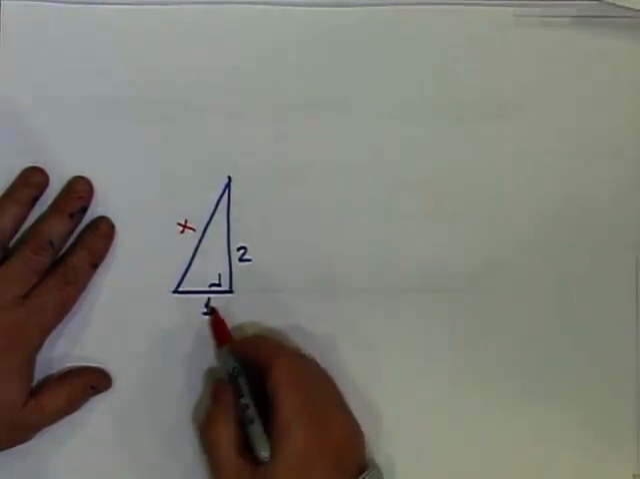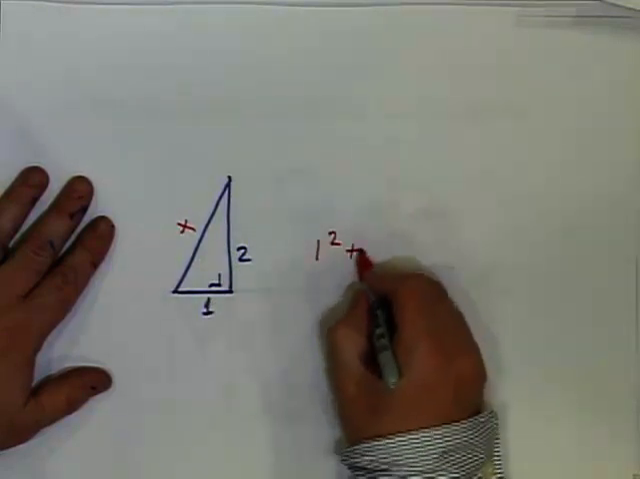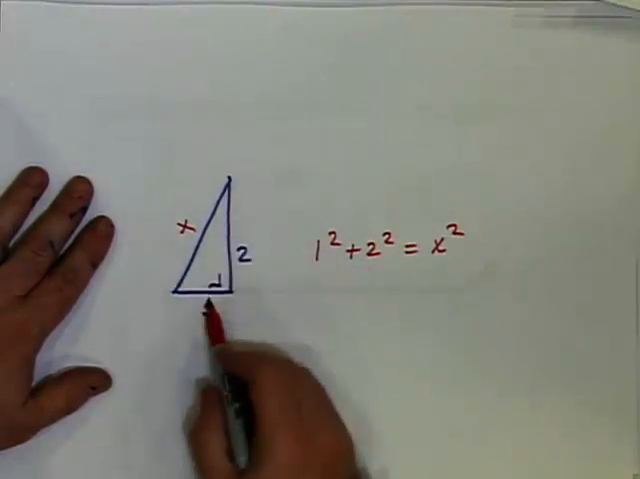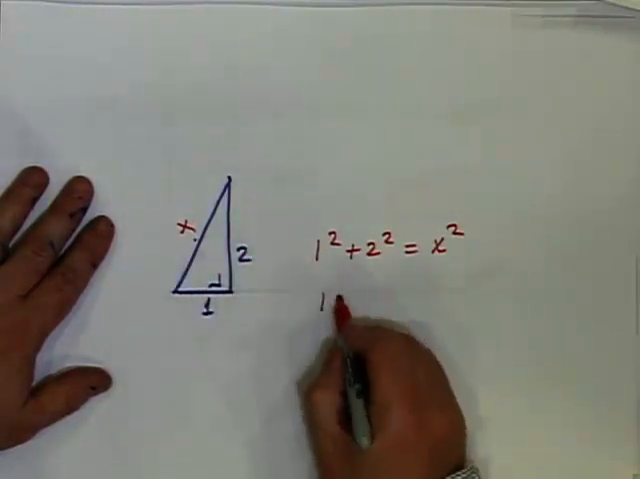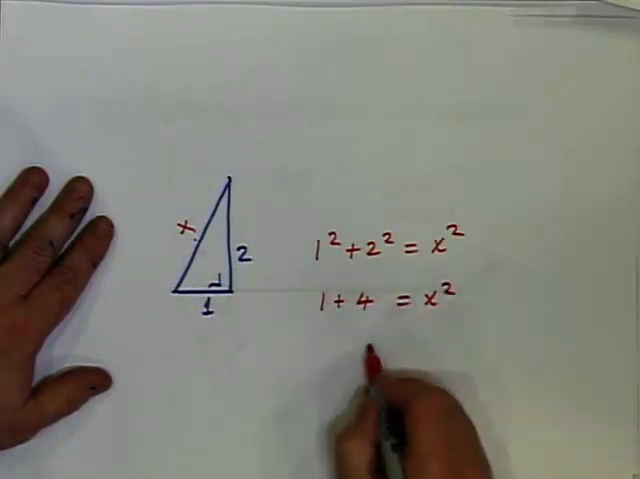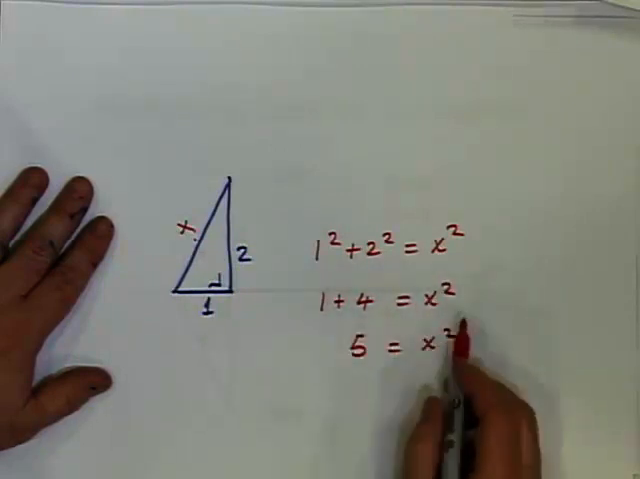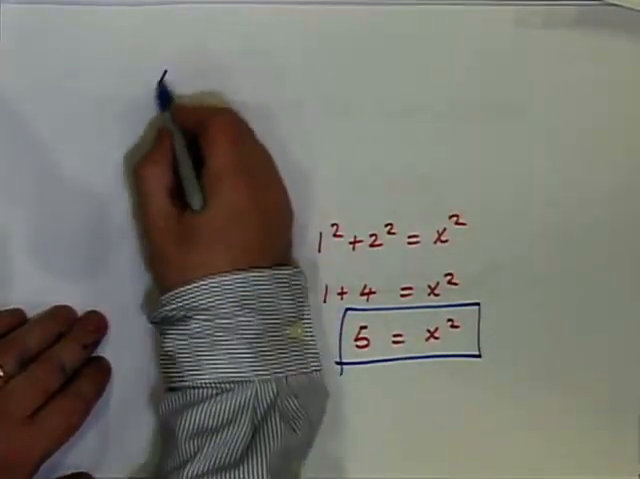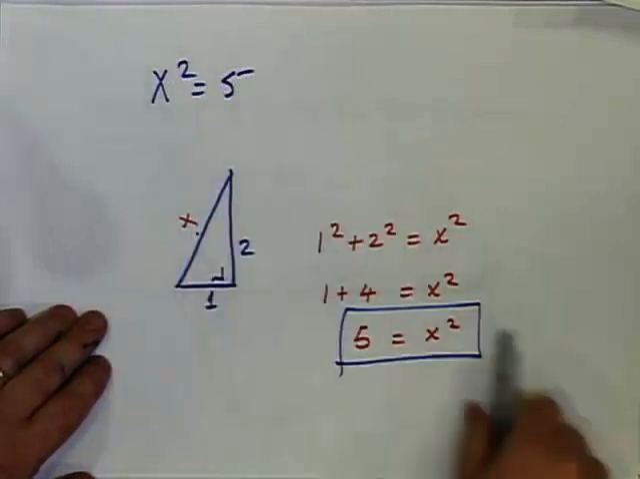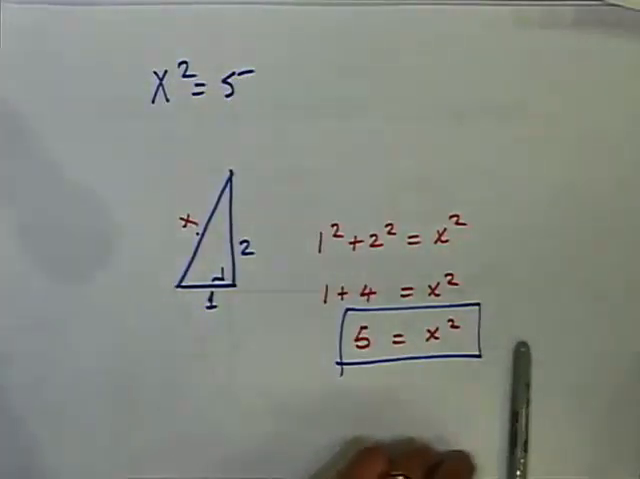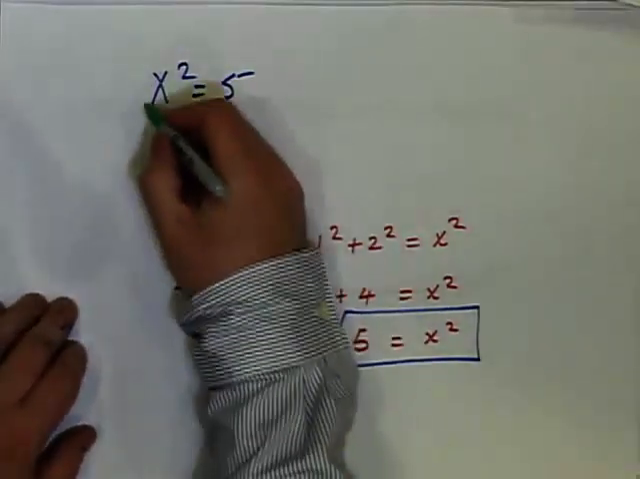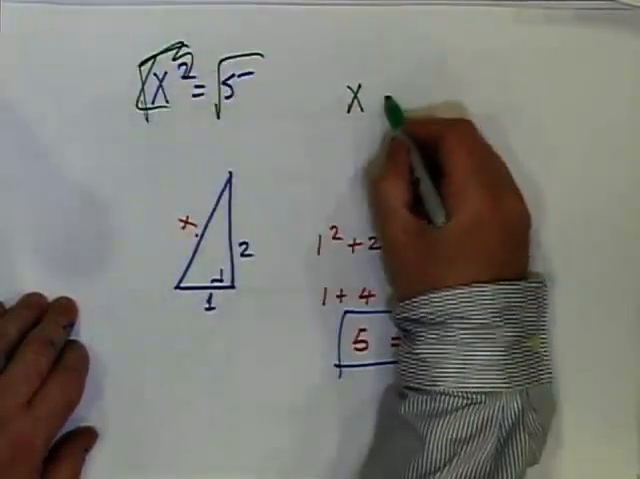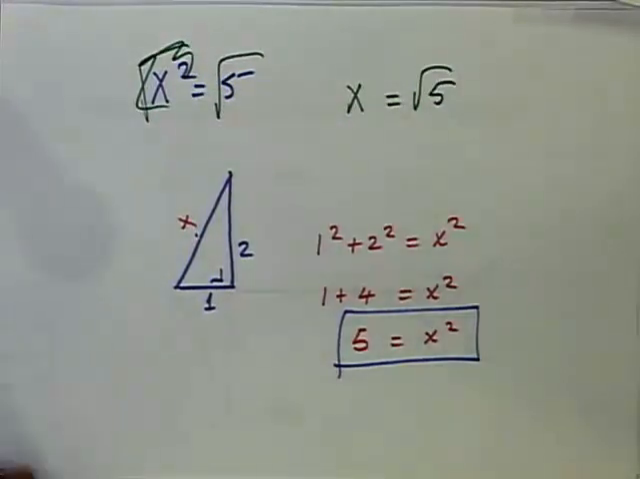Well, can we get it from Pythagoras? 1 squared plus 2 squared is x squared. Okay? 1 plus 4 is x squared. 5 is x squared. Now, how do I find x if I know that x squared is 5? How do I solve for x? Just take the square root, don't I? So basically x is the square root of 5. Okay?